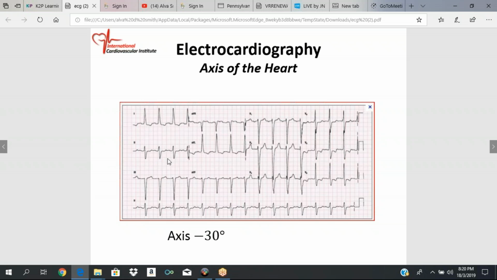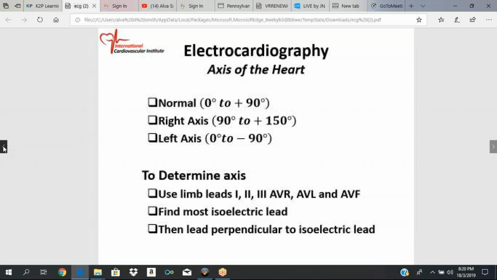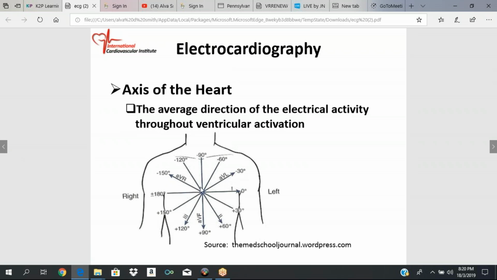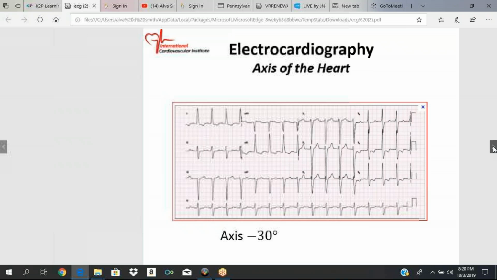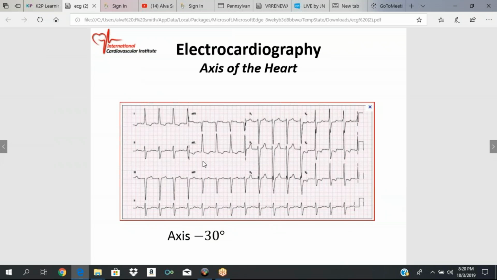Lead 2 is the most isoelectric. Perpendicular to lead 2 is AVL. AVL, let's go back to our cheat sheet. AVL subtends an angle of minus 30. Okay? AVL subtends an angle of minus 30. So the axis is minus 30. I think that's relatively simple.